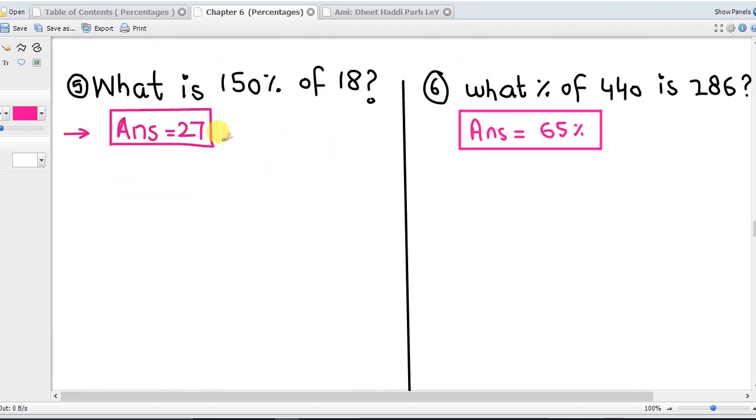Okay, moving on to the next question. What is 150% of 18? So what means x? This is the value we need to find out. Is means is equal to sign, 150, and then we have percent. Per means divide, cent means 100, of means times 18. So we have successfully transformed this statement into the mathematical equation. Now we simply need to find out the value of x.